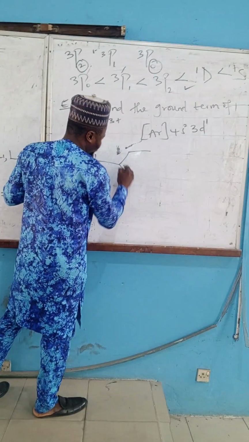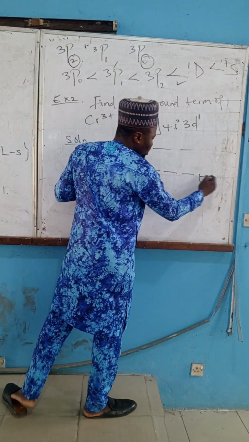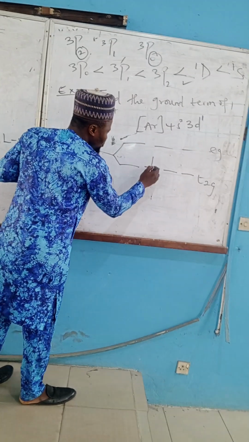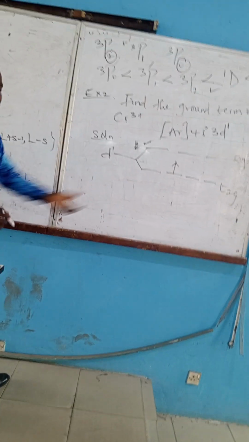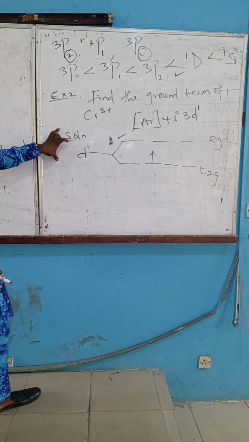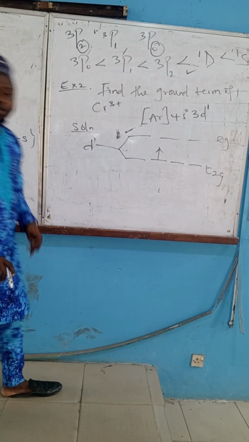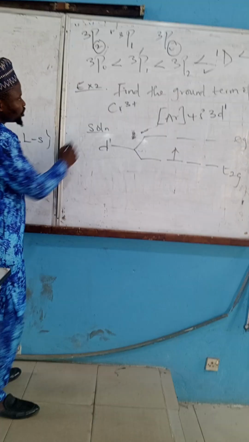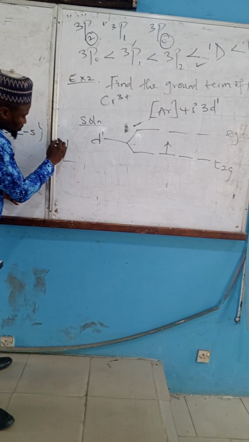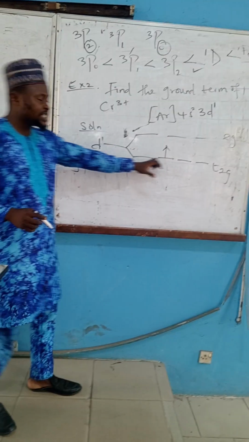If you have a d1 in an octahedral field, d is usually split into t2g and eg. When we get there, we'll exemplify it. Since it is 1 electron, that is the way it is. Now to find the ground term, this is the first step. The second step is to find the spin multiplicity. Each spectroscopic term has multiplicity 2S plus 1 and has the J value.